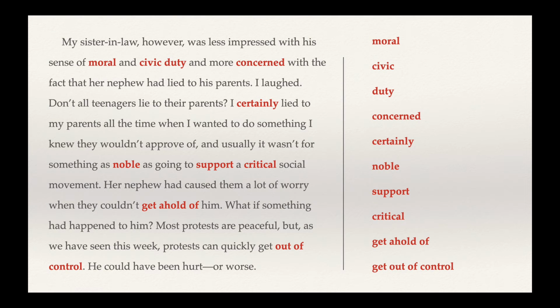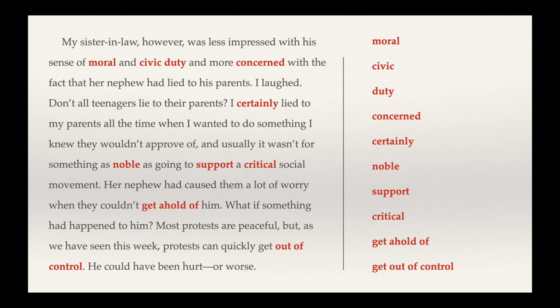We've got kind of a comparison here in this first sentence. We see less impressed with moral and civic duty and more concerned with the nephew lying to the parents. So these are kind of opposites. And you can guess that being less impressed means you're not that happy with this idea of moral and civic duty, and more concerned, more worried with the lying. So these things are being compared.